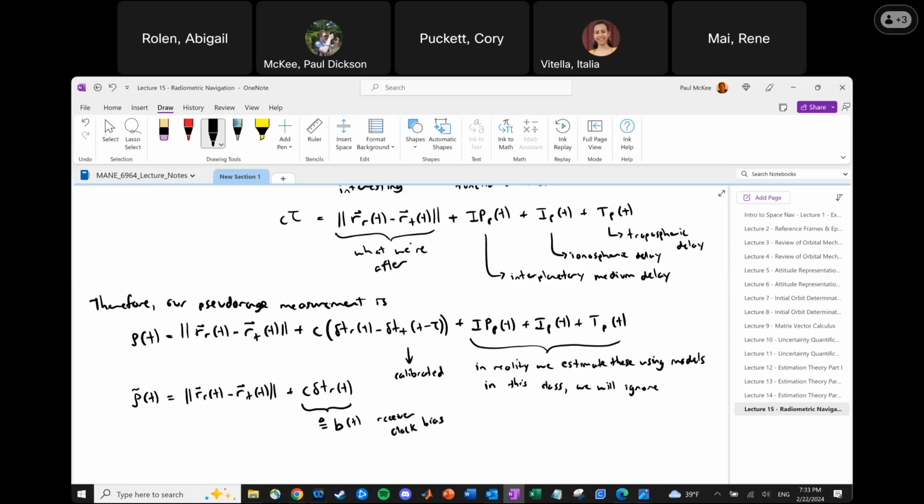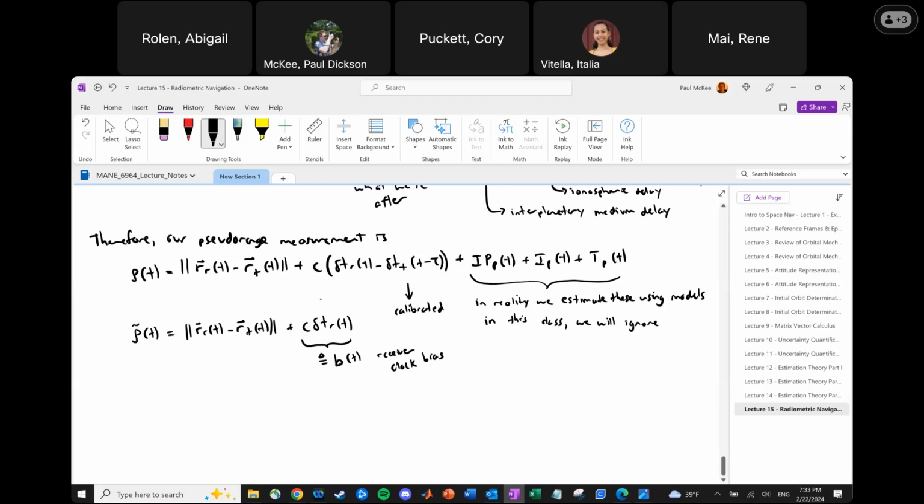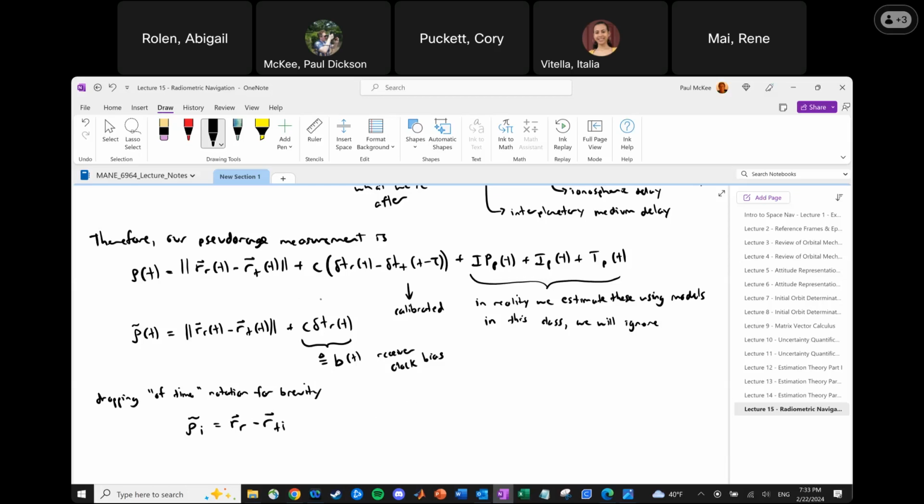Okay, so finally, and I really do mean finally, this is the last equation I'm going to write today. We're going to drop the of time notation just for brevity. Our equation looks like rho i, so the ith measurement, is equal to the norm of RR minus RTi, plus B, which looks an awful lot like what we had before.